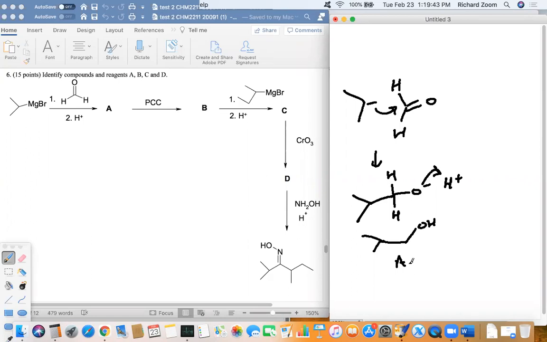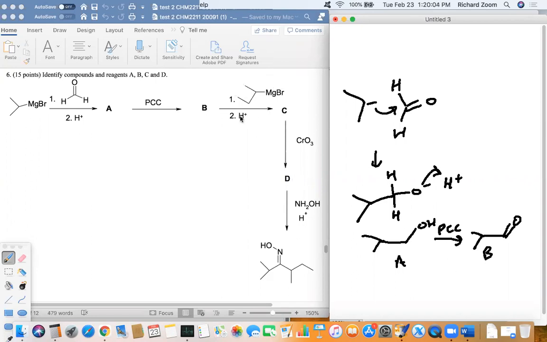All right, then I could use PCC, and that would turn this into an aldehyde, specifically this aldehyde. Any questions? This would be B. And we can also use some clues here.